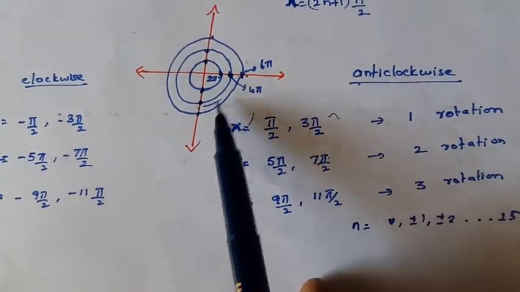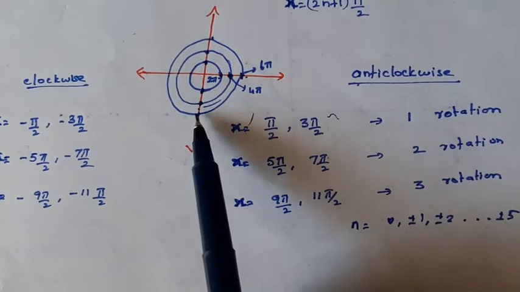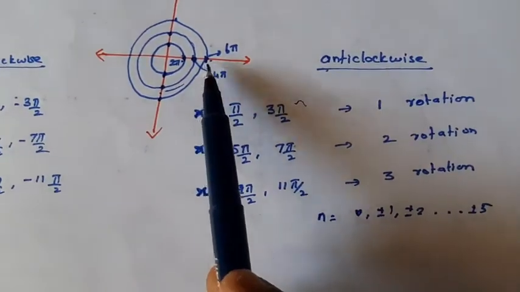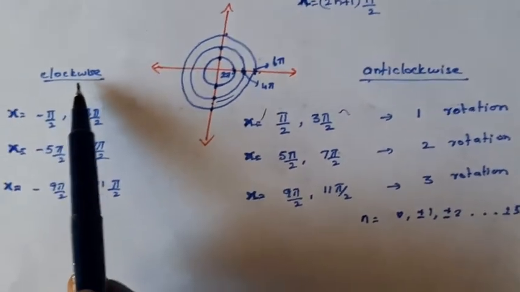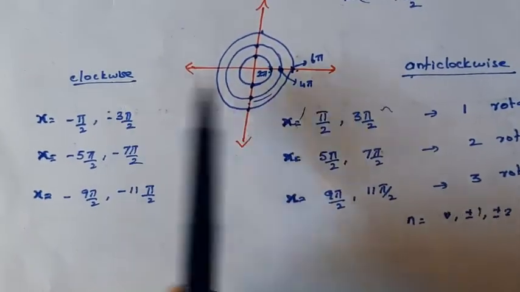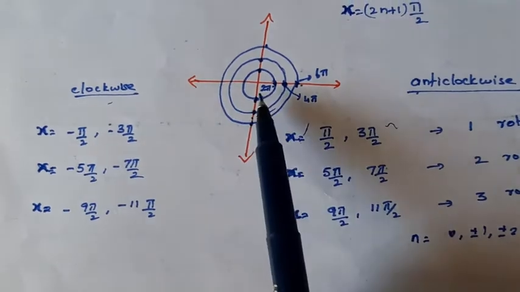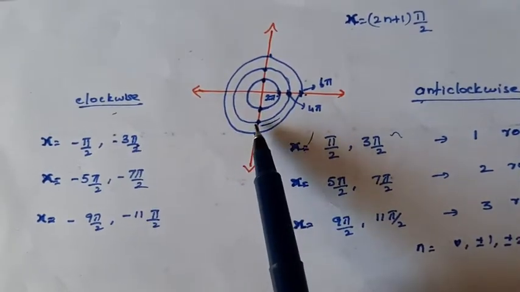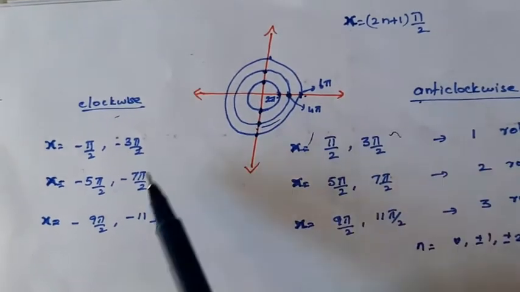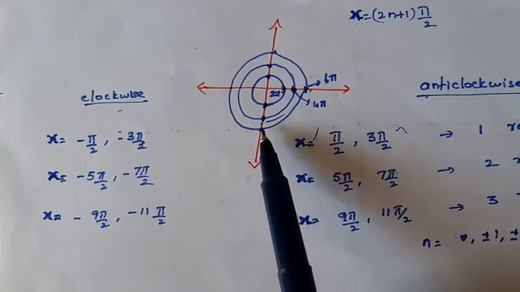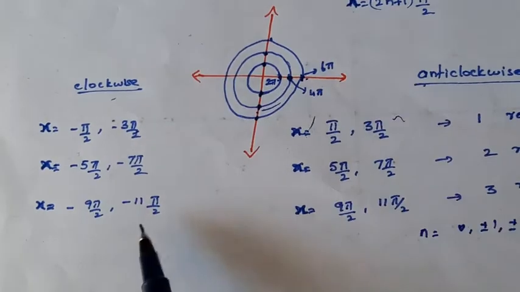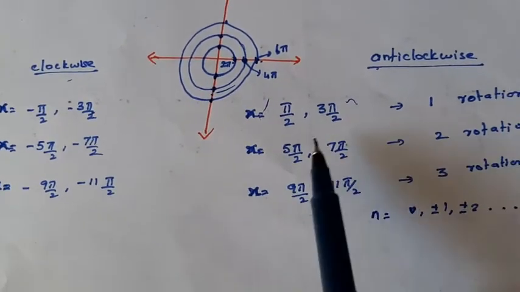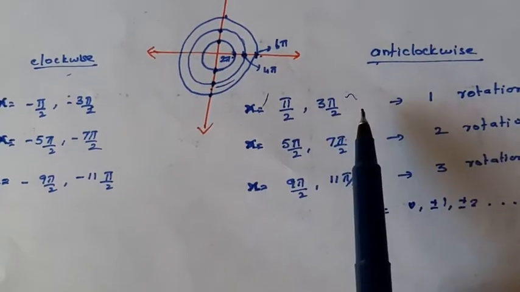And for the third rotation it will be 9 pi by 2 and 11 pi by 2. So these are the possible values within 6 pi. Okay. So when the angle is measured in the negative direction, that is if the rotation is clockwise, then minus pi by 2 and minus 3 pi by 2 for the first rotation, and minus 5 pi by 2 and minus 7 pi by 2 for the second rotation, and minus 9 pi by 2 and minus 11 pi by 2 for the third rotation. Okay. So these angles belong to the given domain minus 6 pi to 6 pi.